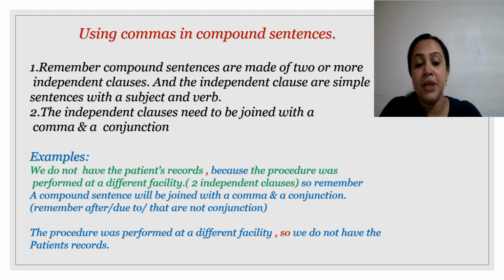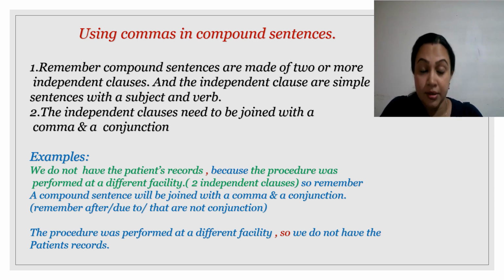We do not have the patient's record. That is an independent clause, isn't it? And you can put a comma after that, followed by the conjunction because, the procedure was performed at a different facility. Both sentences are independent. The procedure was performed at a different facility. That itself can stand. When you're combining them together, you need to use a comma followed by a conjunction.